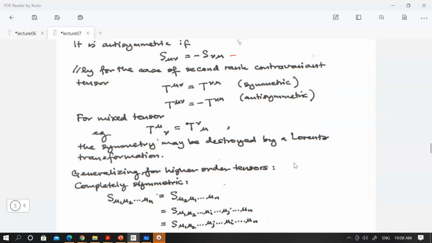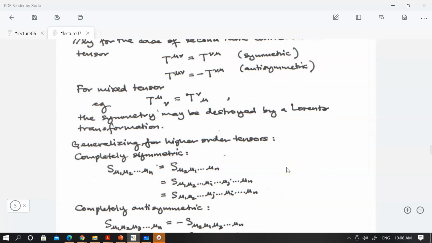The only thing that one has to be careful about, okay, this works for the covariant case, it also works for the contravariant case. But if you try to do it for the mixed tensor, the symmetry may be destroyed by the Lorentz transformation, because you have these covariant and contravariant indices behaving differently. Okay.